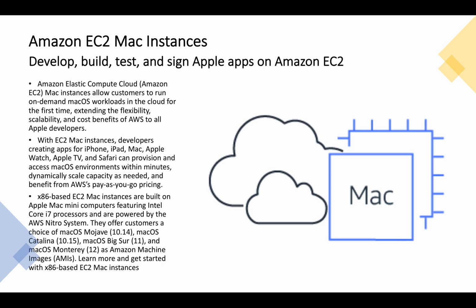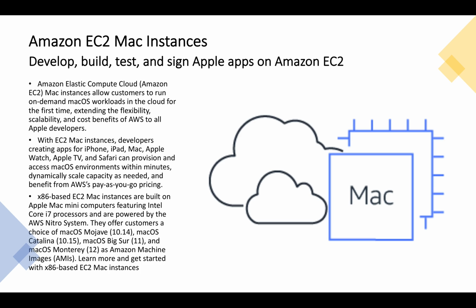Before deep diving into the practical side, let's take a look at some of the pointers of what Amazon is providing us in terms of Mac instances. Amazon EC2 Mac instances allow customers to run on-demand macOS workloads. Whenever you want, you can provision that functionality in the cloud for the first time, extending the flexibility, scalability, and cost benefit of AWS to all the developers and testers who do a lot of testing or builds on macOS workloads.